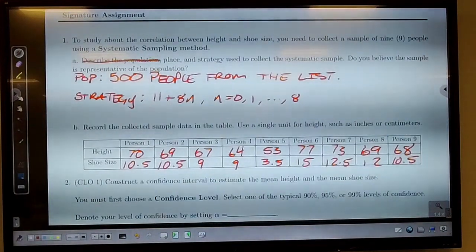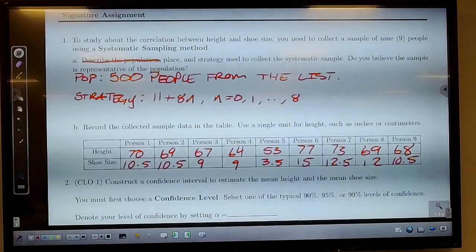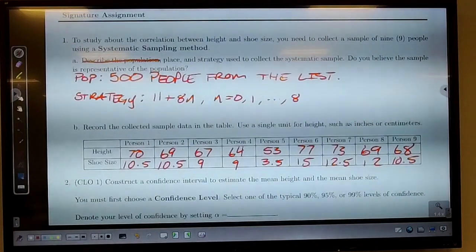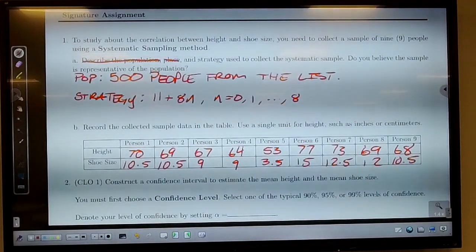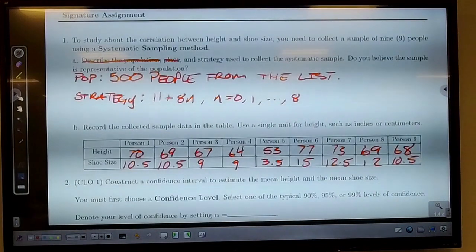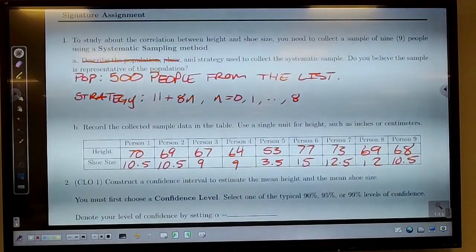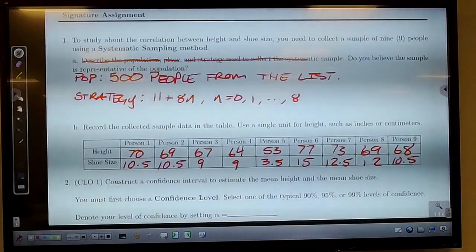So that describes the population. If I'm saying it's from the list, then that takes care of the place. There are people from the list. And we did the strategy.